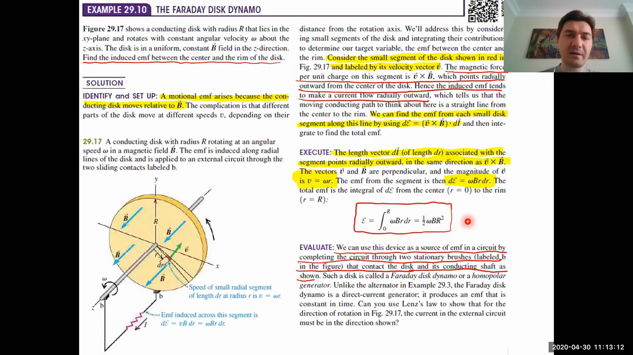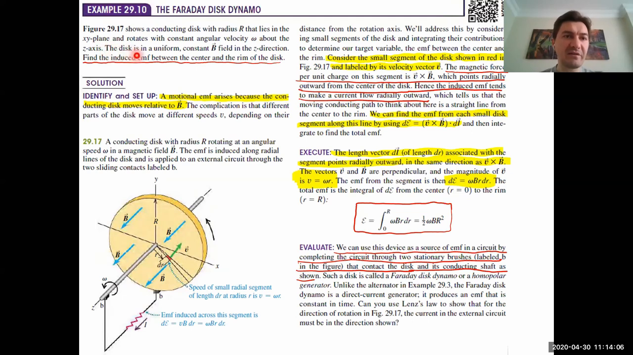So let's continue with another example, the Faraday disk dynamo or homopolar generator. Here we have a conducting disk with radius R that lies in the XY plane. This is the X axis, this is the Y axis, and the disk rotates with constant angular velocity omega around the Z axis.